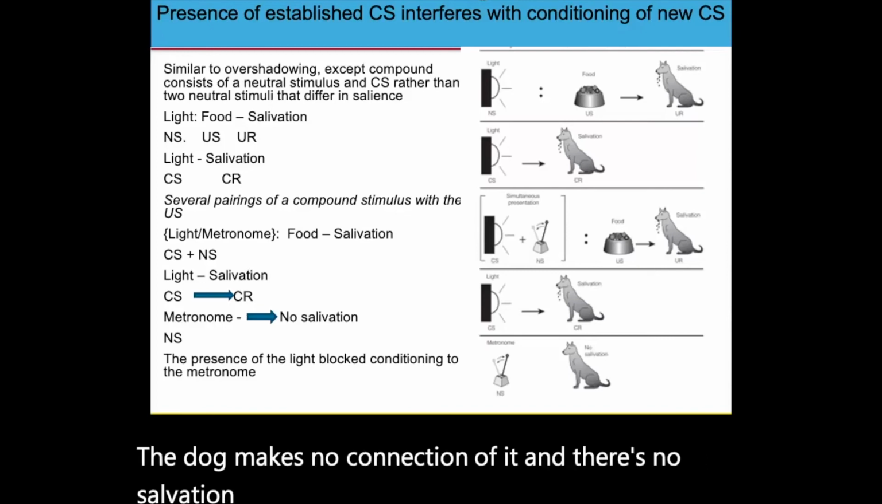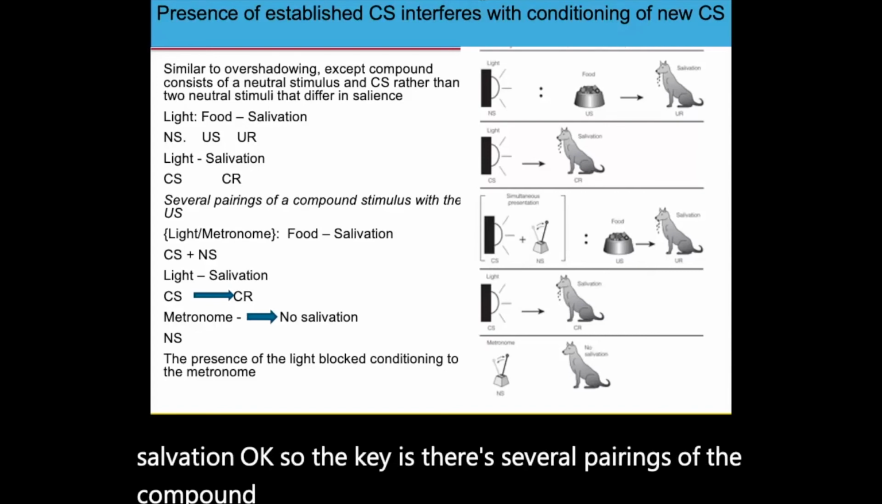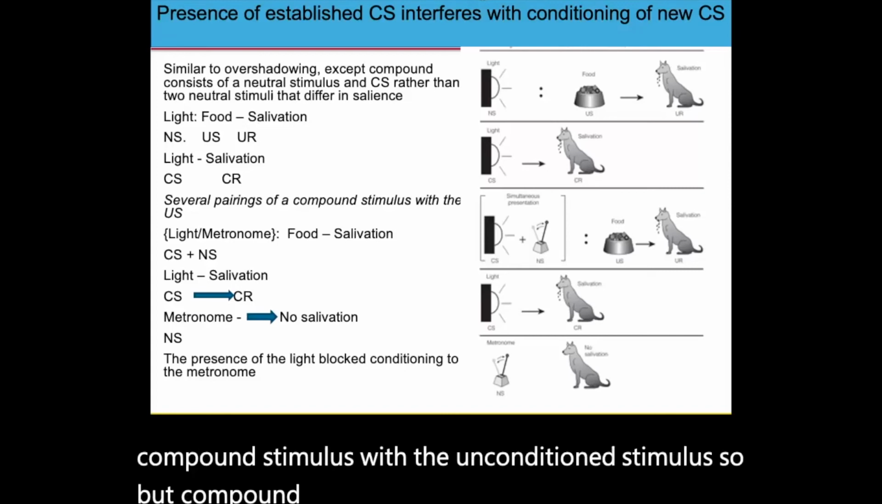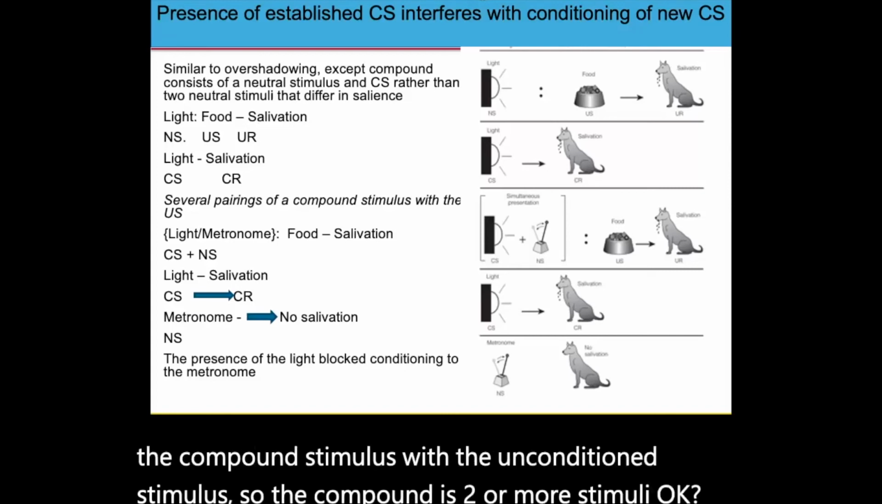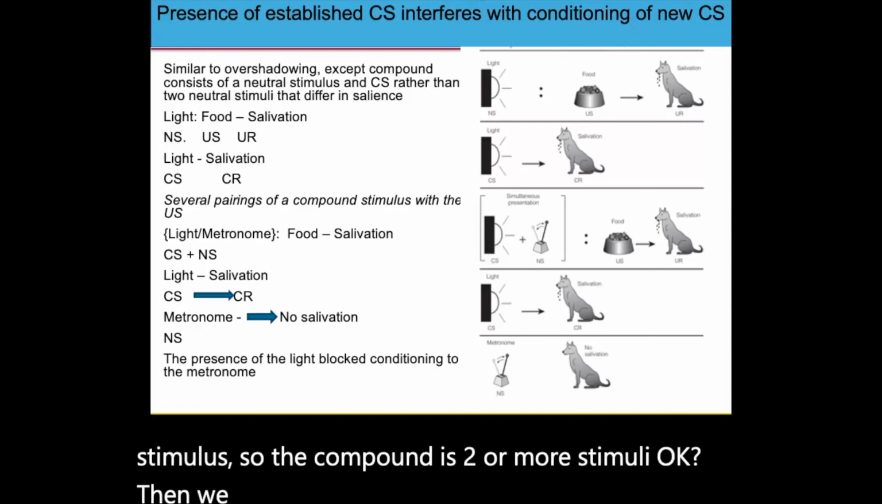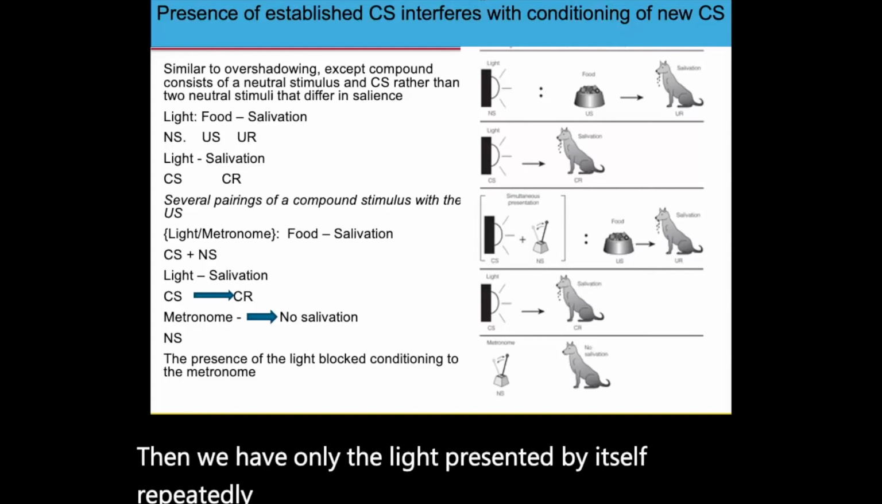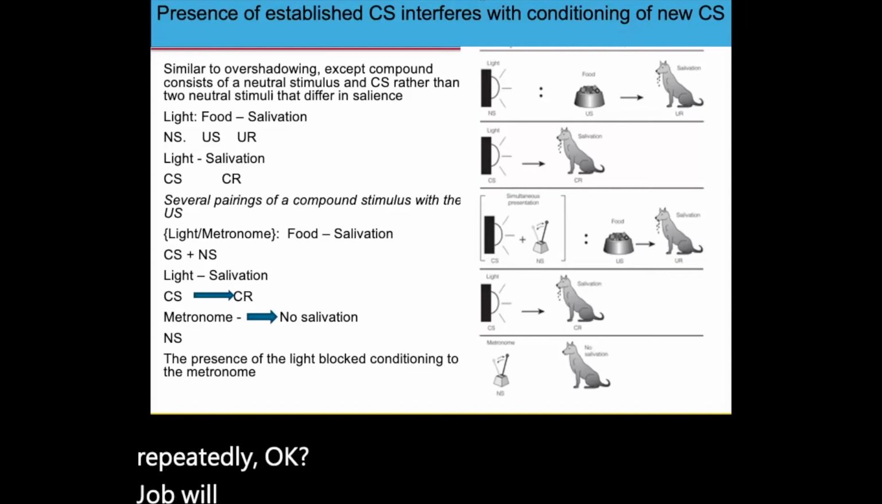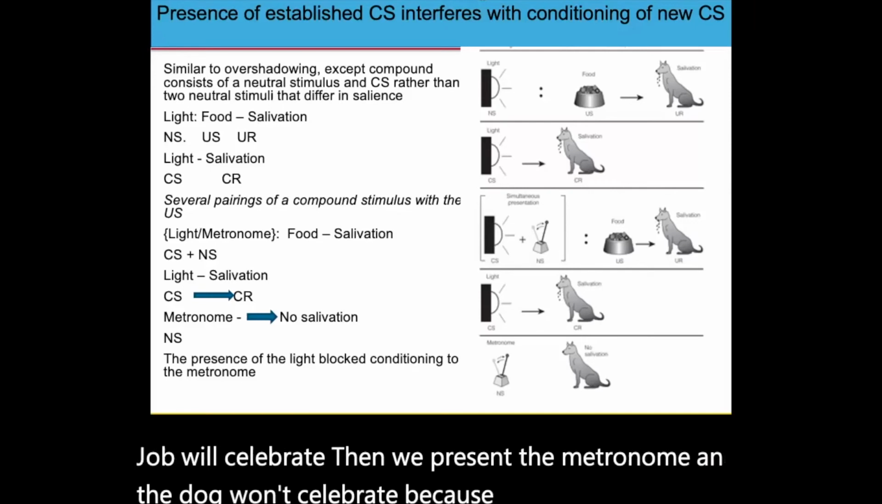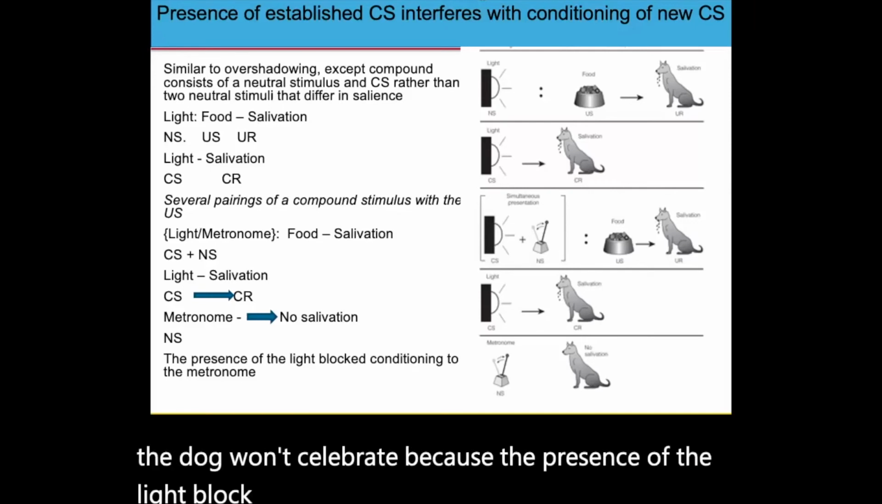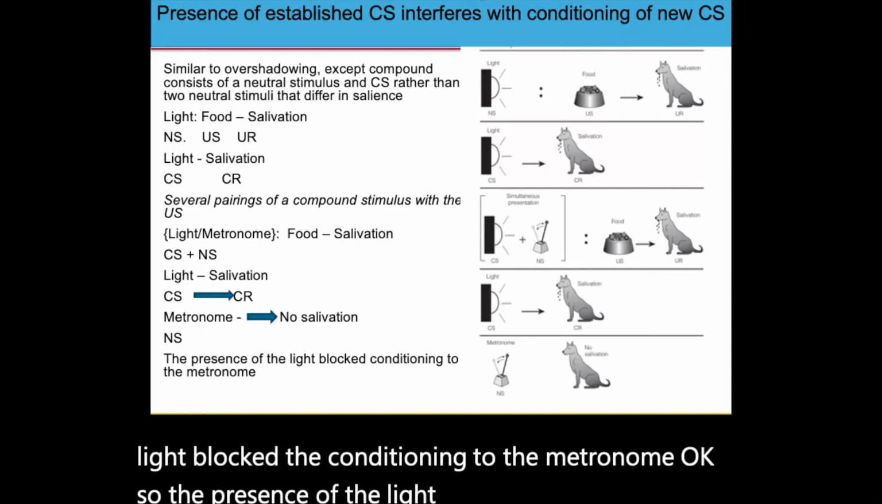Okay. So the key is there are several pairings of the compound stimulus with the unconditioned stimulus. The compound is two or more stimuli. Then we have only the light presented by itself repeatedly, and the dog will salivate. Then we present the metronome, and the dog won't salivate because the presence of the light blocked the conditioning to the metronome.